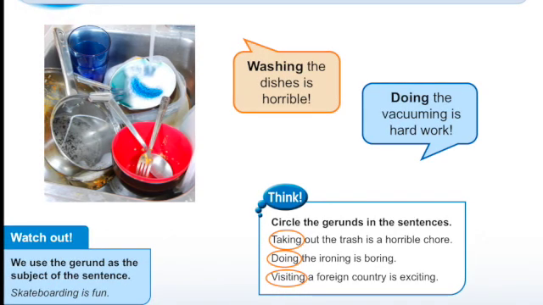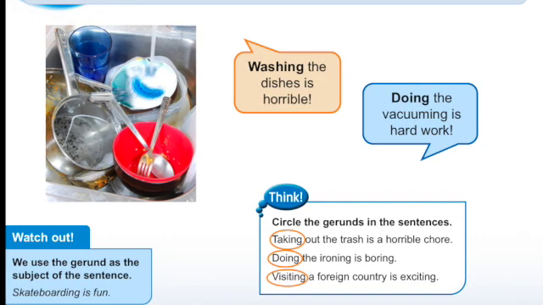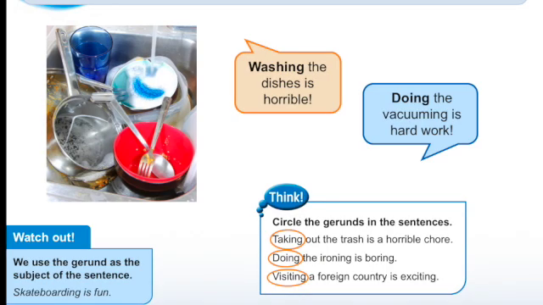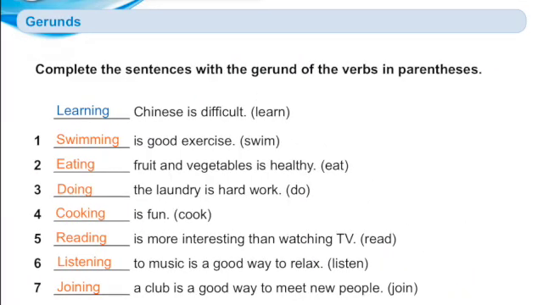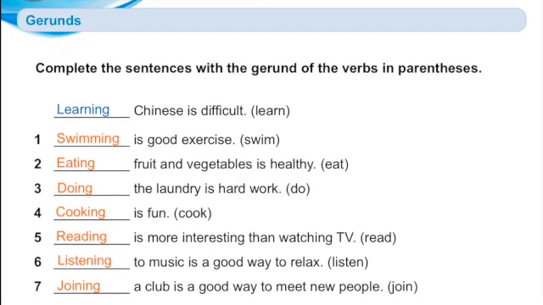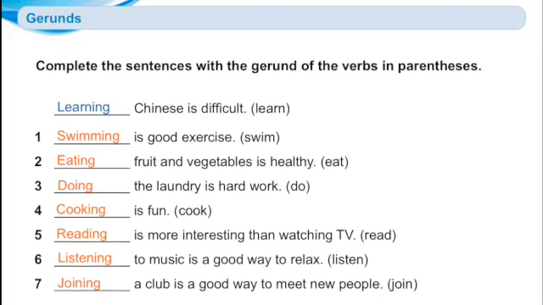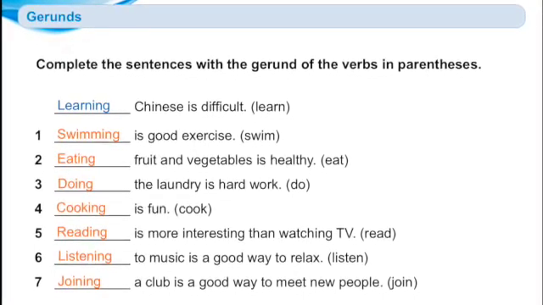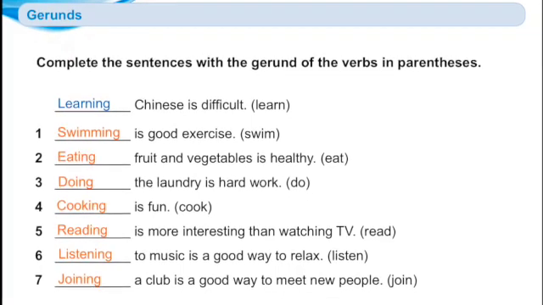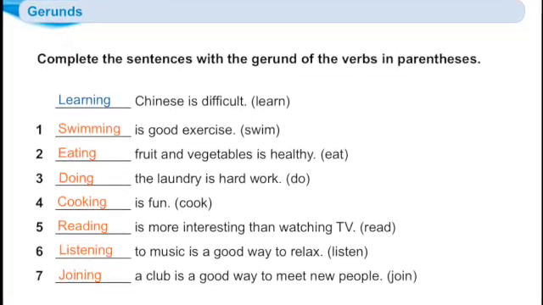Watch out. We use the gerund as the subject of the sentence. For example, skateboarding is fun. Let's check some examples. For example, learning Chinese is difficult. The verb learn in the gerund form is learning. Number 1, swimming is good exercise. Number 2, eating fruit and vegetables is healthy.